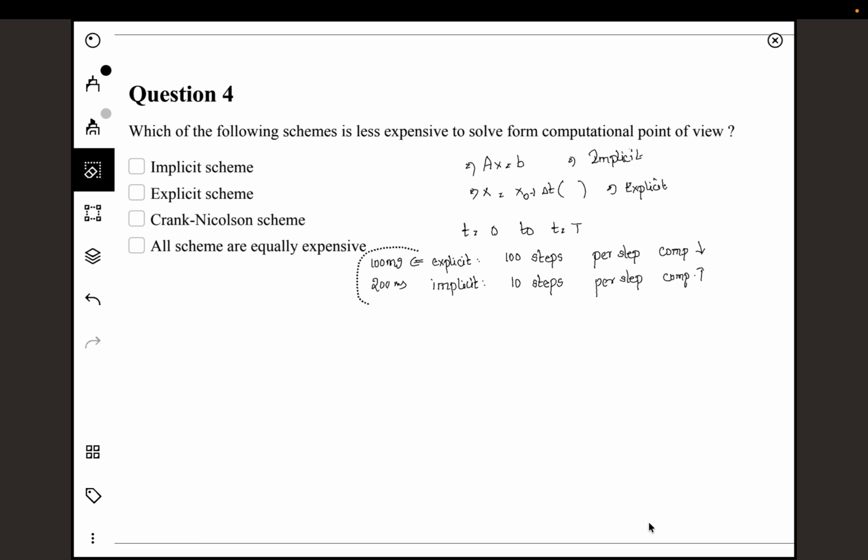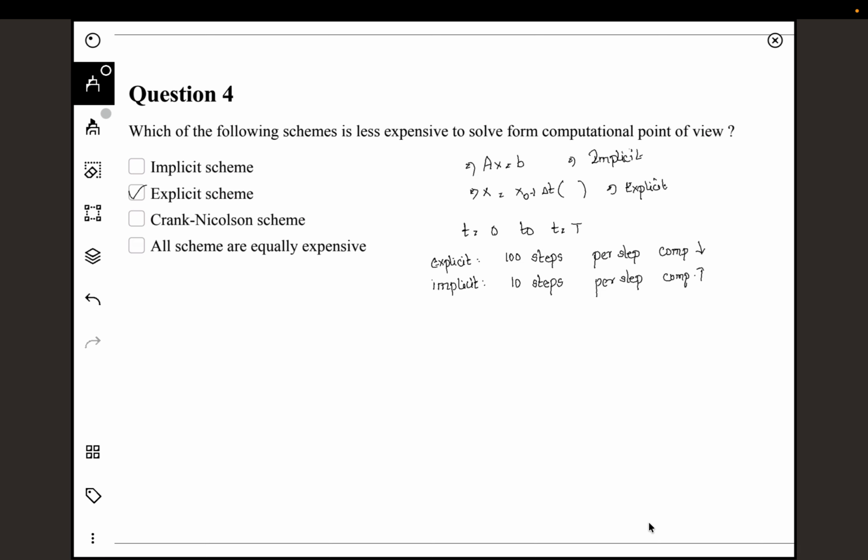So we cannot say this in general, but we are assuming that the per step computation is what we are asking in the question. If we assume that, then per step, explicit schemes are always computationally cheaper compared to the implicit schemes.